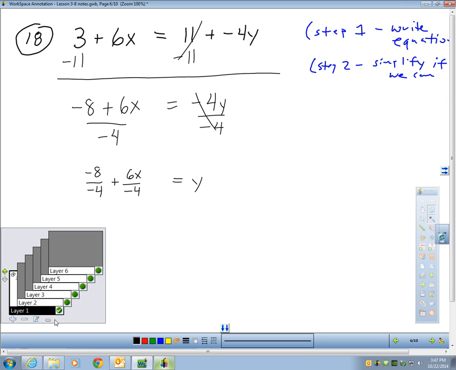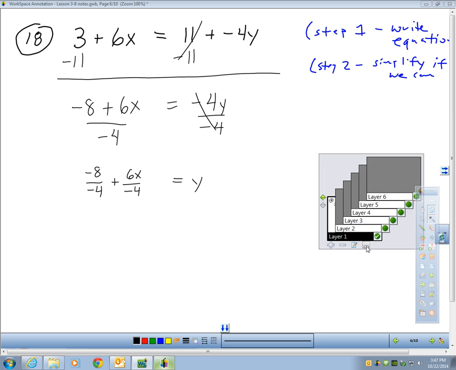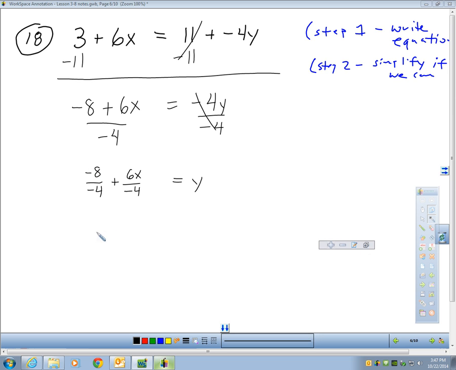Well, let me quickly simplify. Let me get that out of the way. Negative 8 over negative 4 is positive 2. Positive over negative is a negative. 6 divided by 4 doesn't work out evenly, so I'll divide both of these by 2. 4 divided by 2 is 2. 6 divided by 2 is 3. I'm getting 3 halves x, and that would equal y. I just rewrote the problem so that y is a function of x.